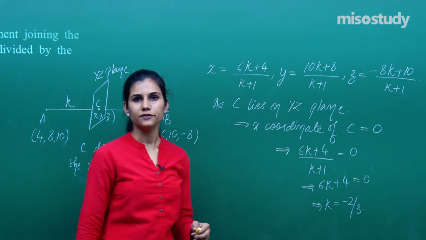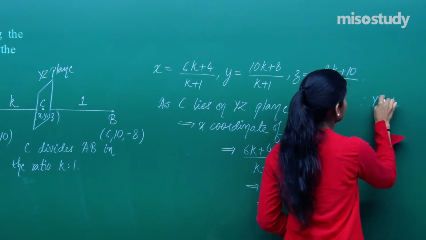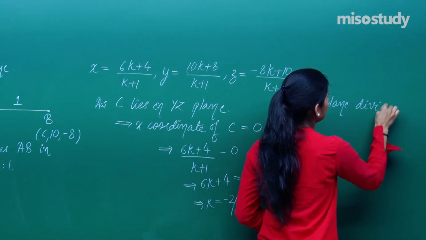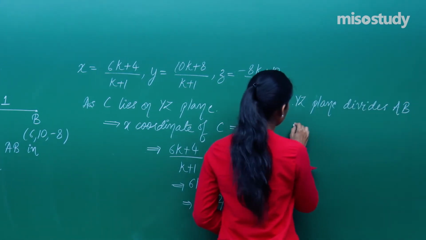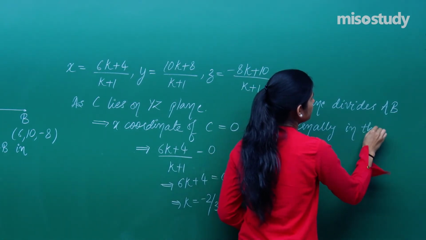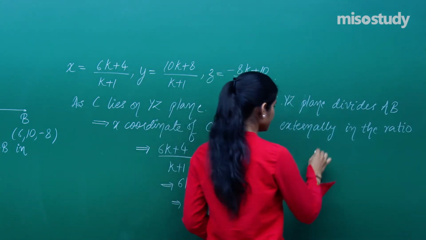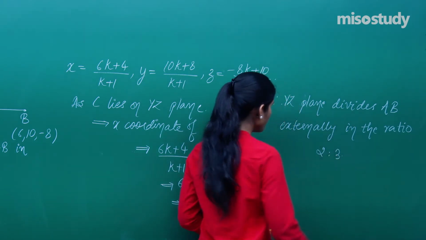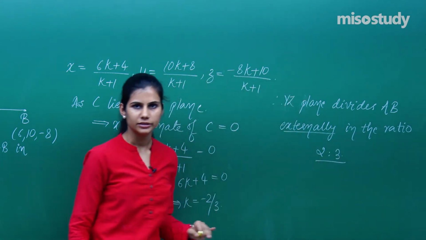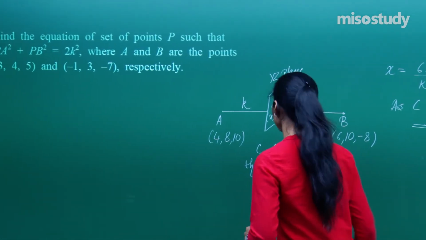The moment you get negative value of k, therefore YZ plane divides AB not internally but externally in the ratio k is to 1, that is 2 by 3 is to 1, that is 2 is to 3. The moment you get negative 2 by 3, that means the division is external in the ratio 2 is to 3. Is it clear?